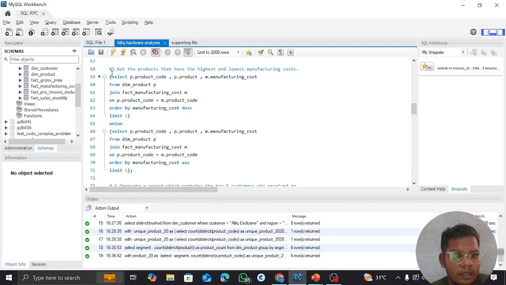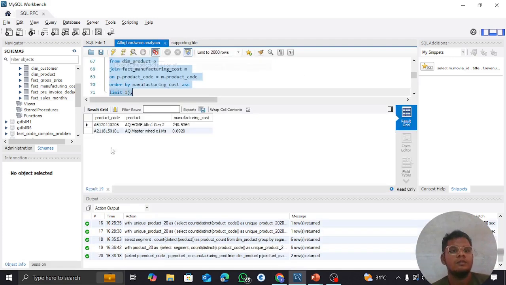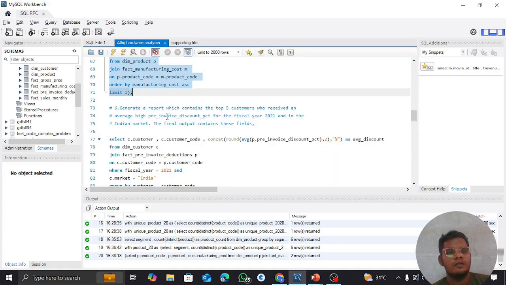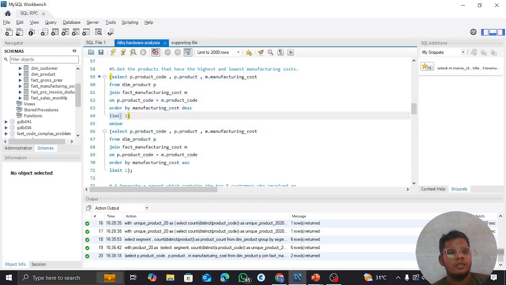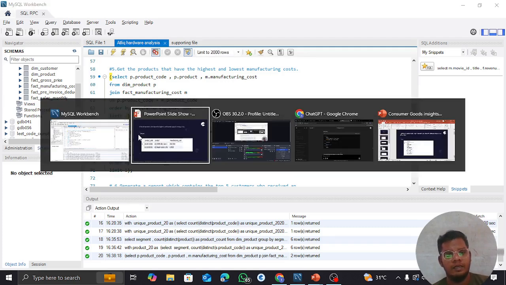And here's the query. See, that's the output. And it's also a very simple query, right? We just get the product; for the highest we use descending order and for the lowest ascending order, and we limit to one, which means we'll get only one output. There also only one output, and we just union those, and then we'll get the answer, right? Then we need to go next.